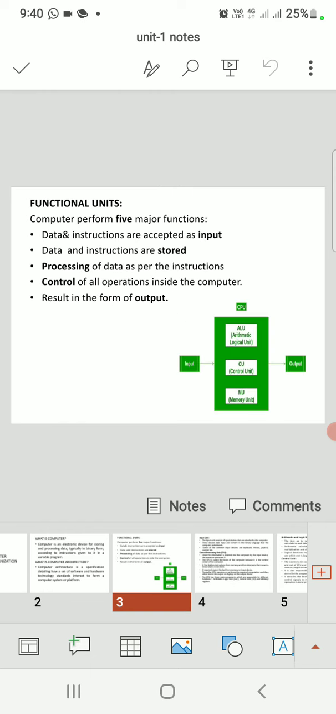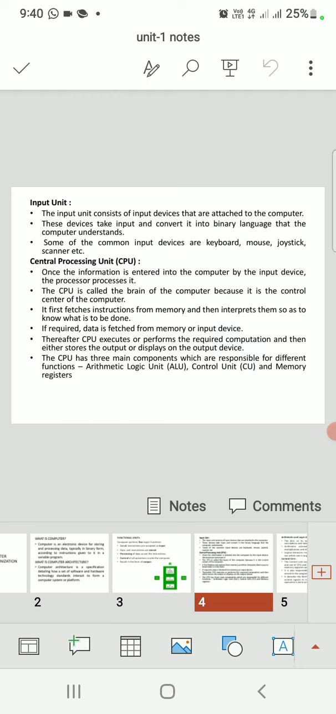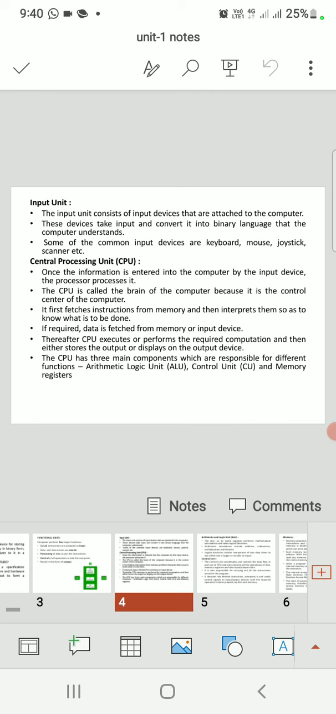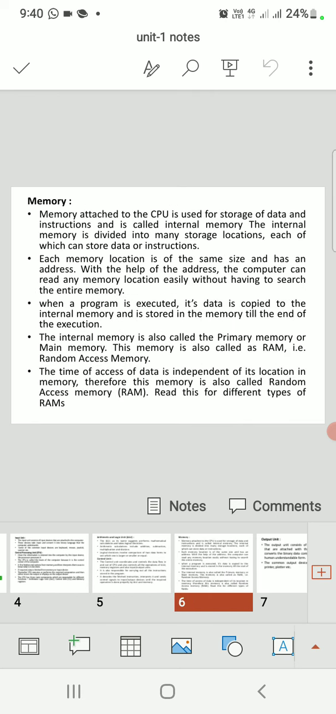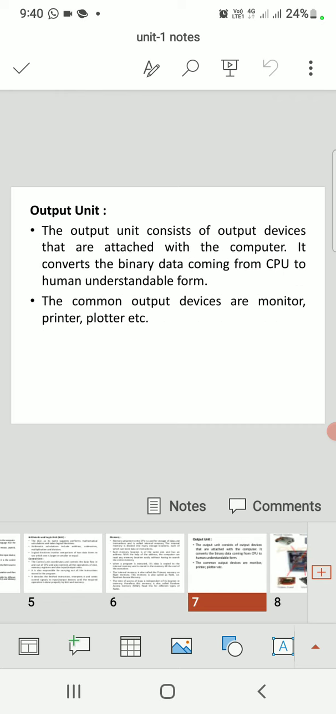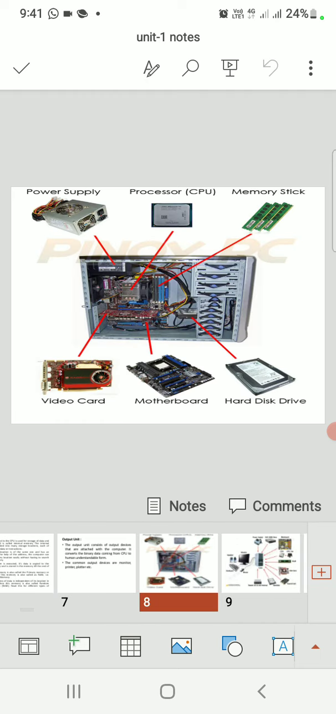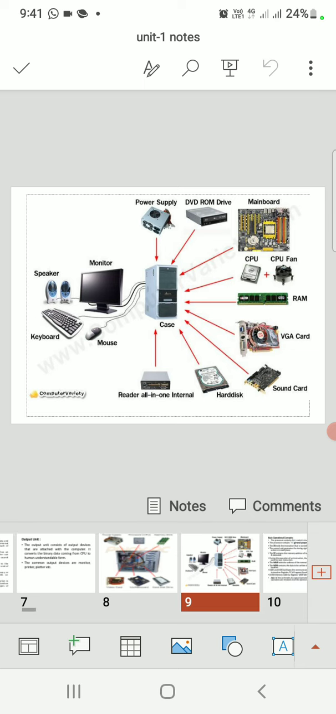These are the functional units. There are 5 major functional units: input, storage, processing, control and output unit. The third one is the input and central processing unit. This is the arithmetic and logical unit and control unit. This is memory: primary memory, secondary memory, RAM, ROM. Input is the keyboard, output is a monitor, printer and plotters we use. This is a diagrammatic view of this diagram. This is also a diagrammatic view.